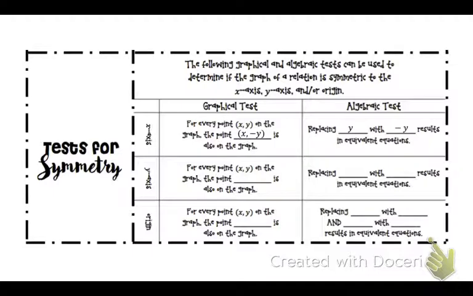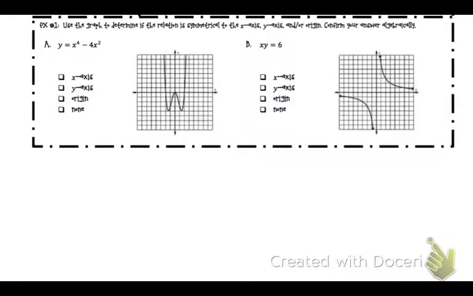Okay, for the y-axis, you should get (-x, y) for every point (x, y), and you replace x with negative x. Okay, and for the origin, it should be (-x, -y), and you replace y with negative y and x with negative x, so you do both, and it should get the same equation out. Okay, let's go through that.